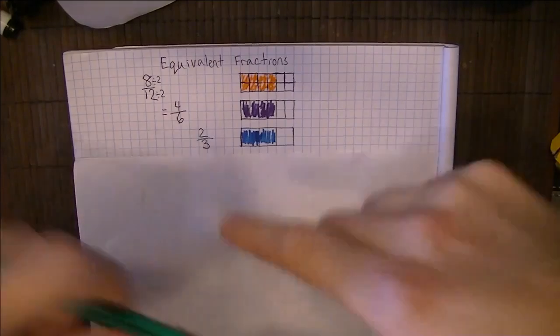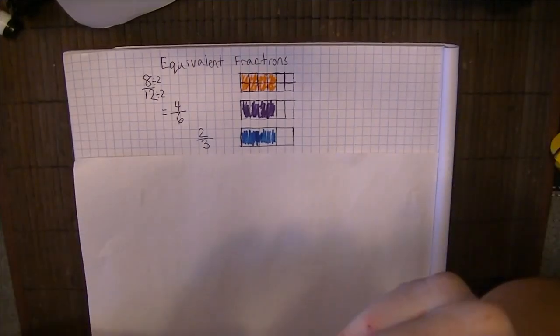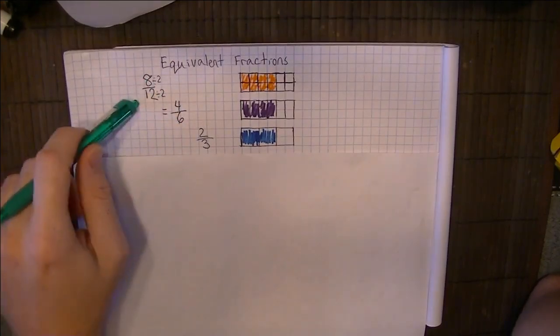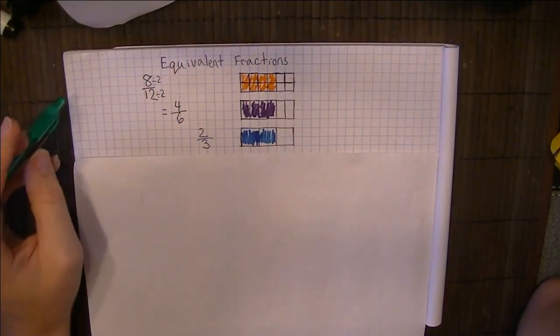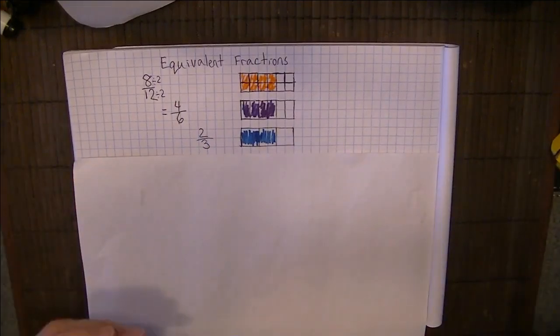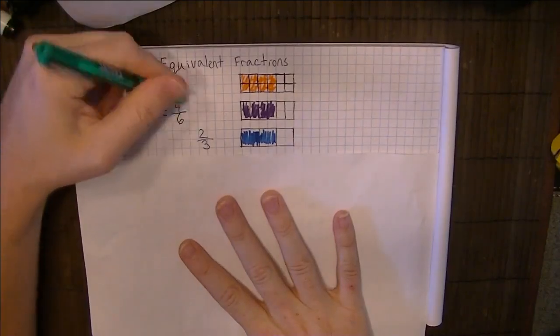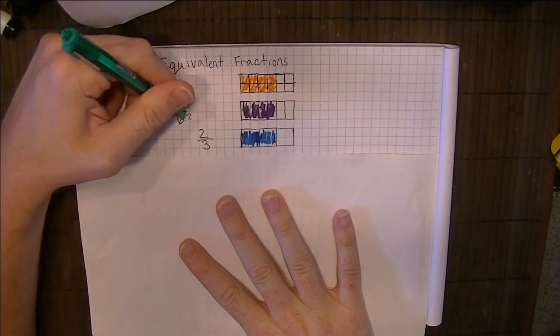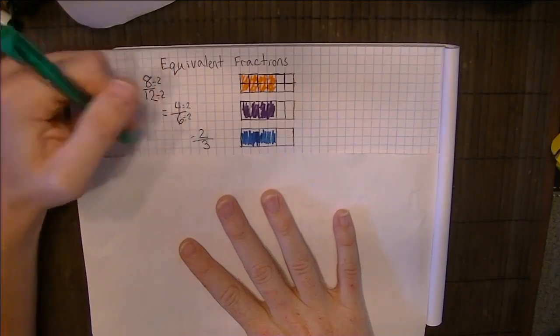You can also multiply by the same number to get an equivalent fraction. So I could go the other way. 4 times 2 is 8, and 6 times 2 is 12, and I will get an equivalent fraction. Though most of the time, if we're looking to get into lowest terms, we're going to be dividing. Once again, though, I could divide by 2 again. Divide by 2, divide by 2. And that will get me to 2/3.